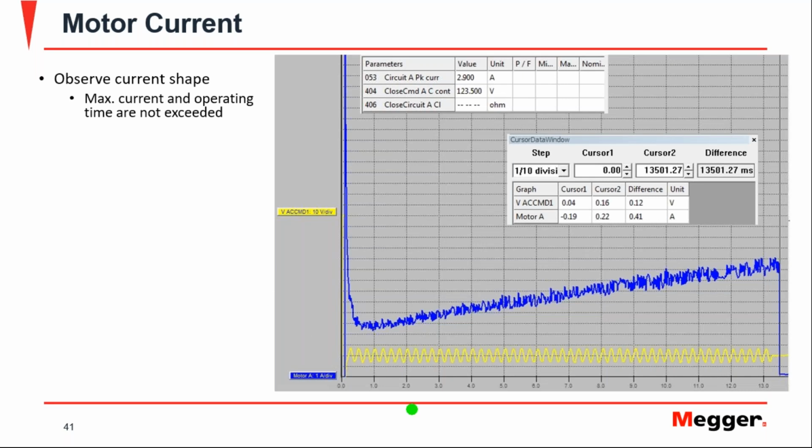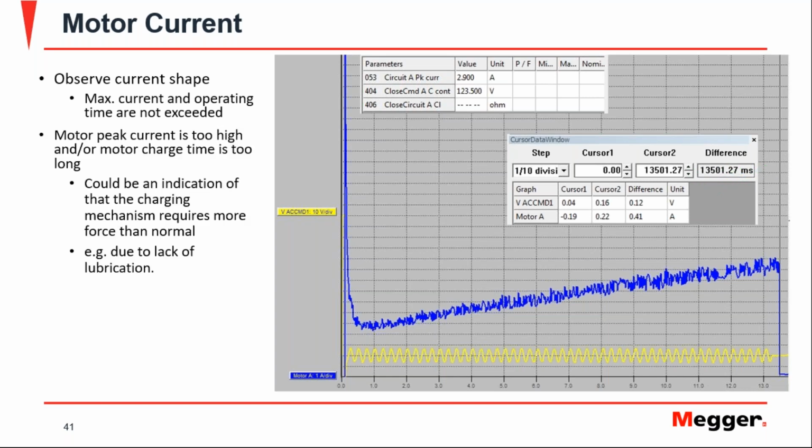So here we have the graph showing the current of the motor in blue, and then we see the inrush current, and then it comes down and it starts compressing the spring. Of course, the current level increases, and at certain point it finishes, and the mechanism releases the latch and the motor stops. And we are also monitoring the voltage here, and we are getting the difference. So in this case, this motor took 13.5 seconds to charge.